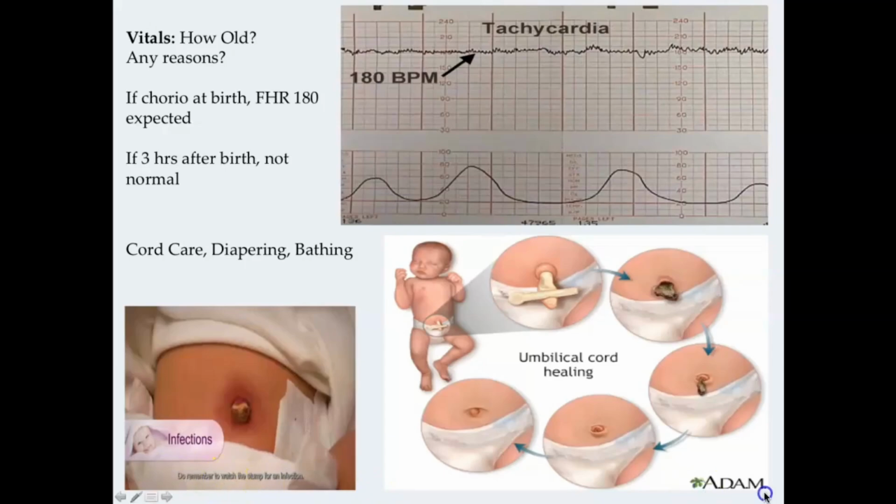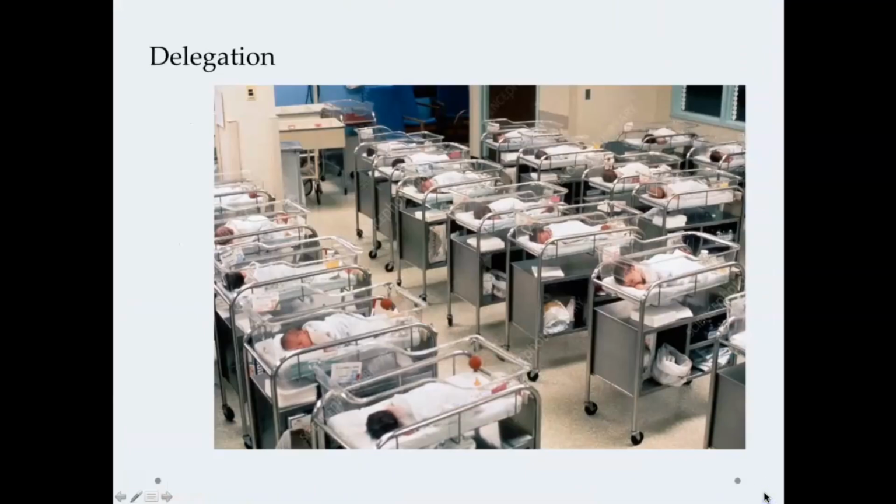So when we're talking about delegation, you already know that NCLEX focuses a lot on delegation, and so these are some of the questions you're going to see on the NCLEX. When you're thinking about newborns, you want to know which newborn you would be able to delegate or give to an LPN to care for based on their scope of practice if the newborn was stable.